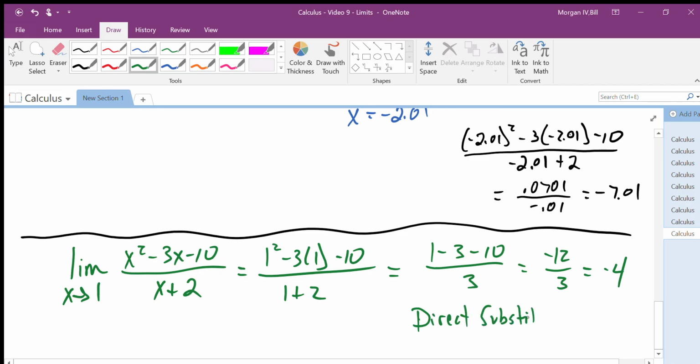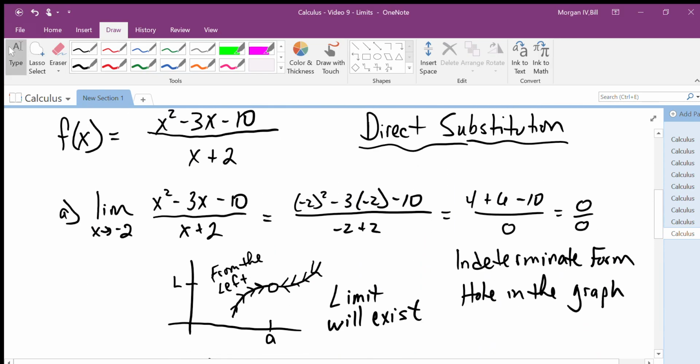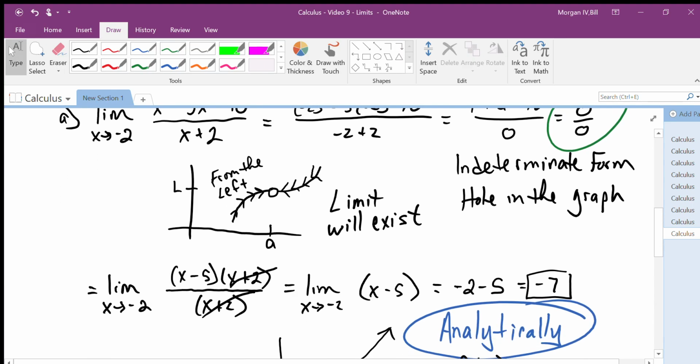So again, try that first, because if that works, then that's the easiest route. It's when you try direct substitution and you get something like we had the 0 over 0 up here, that indeterminate form, that's when you need to do some algebra or some analytical work to find the limit. Okay, let's try one more.